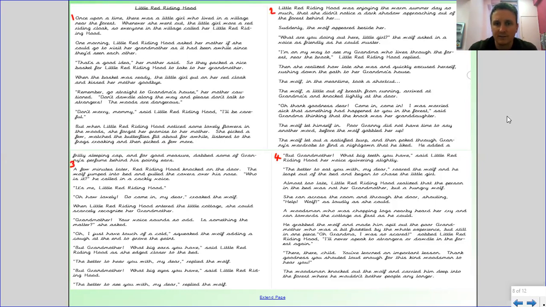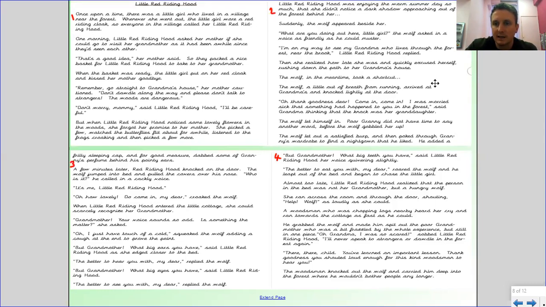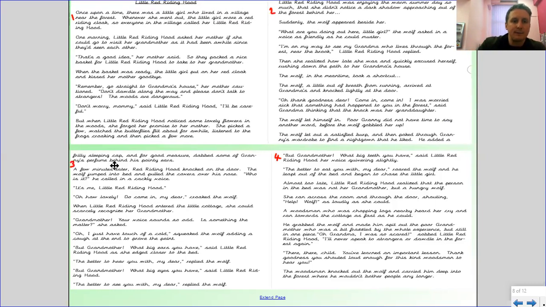Poor Granny did not have time to say another word before the wolf gobbled her up. The wolf let out a satisfied burp and then poked through Granny's wardrobe to find a nightgown that he liked. He added a frilly sleeping cap and, for good measure, dabbed some of Granny's perfume behind his pointy ears. A few minutes later, Little Red Riding Hood knocked on the door.